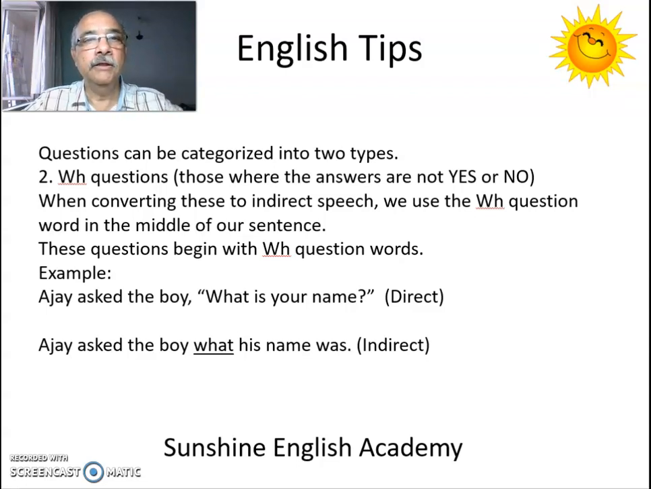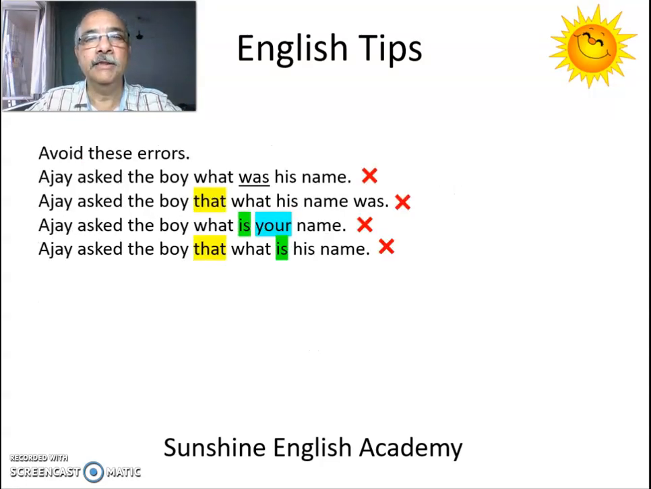So here the question word what comes in the middle of the sentence, and this is followed by the subject and then the verb. Now, here are some errors to avoid. The first one, Ajay asked the boy what was his name. Here, after what, the subject must come first and then the verb was. So it should be Ajay asked the boy what his name was.